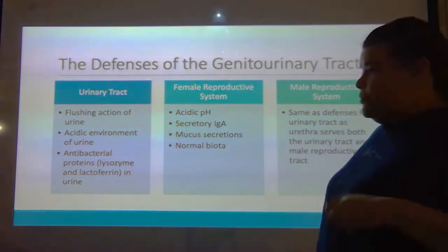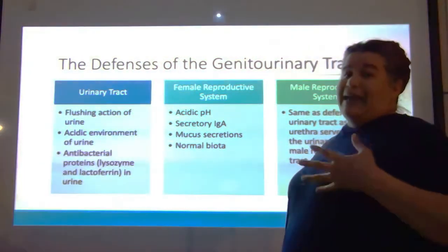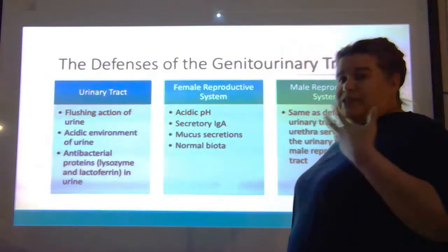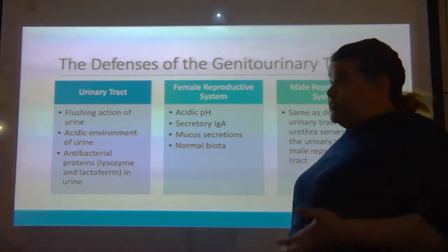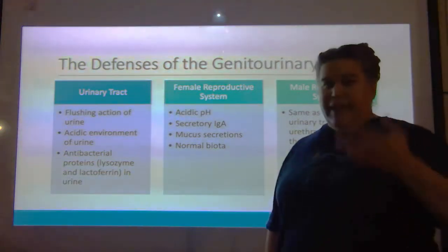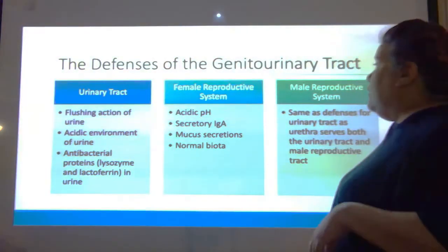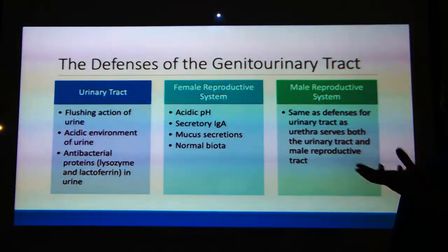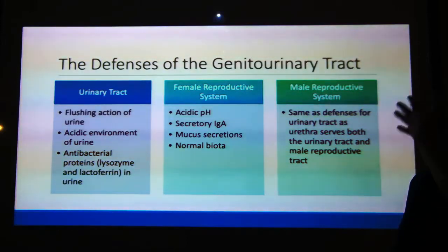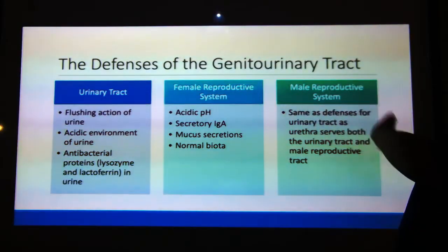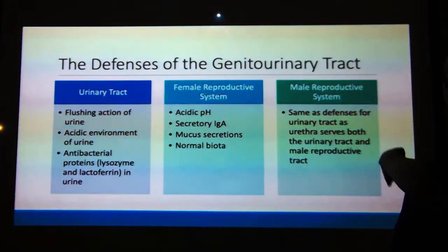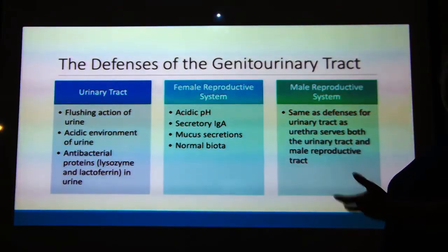In the female reproductive system, there is an acidic pH in the general area. We do also have the IgA in the secretions. Mucus secretions are present, and the normal biota. Again, this land is mine, you can't have it. For the male reproductive system, pretty much it's going to be the same defenses as the urinary tract, because for the male, the urethra serves both purposes. In the urinary tract, it is an exit for the urine. In the reproductive system, it is an exit for the semen.